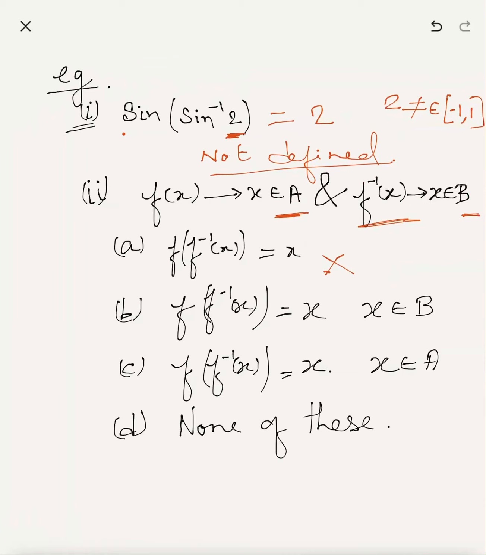Look at option B, f of f inverse x is equal to x, where x belongs to B. X belongs to B means this x is what? The domain of the inner function, isn't it? So this will be your correct answer. Option C, f of f inverse x is equal to x, x belongs to A. No, right, because A is for f of x. So this is also a wrong option. Your correct answer will be option B. X should belong to the domain of the inner function, the inverse function.